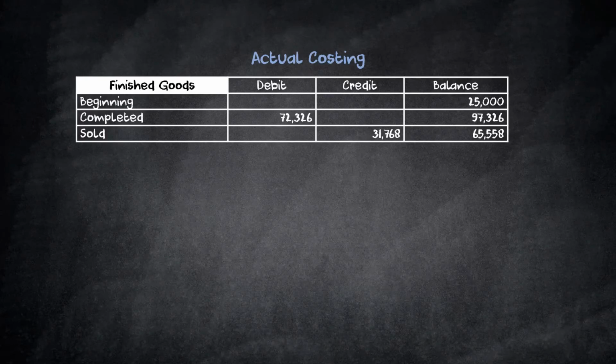Okay, so finished goods ledger naman tayo. Unahin ulit natin si actual costing. So, ayan, syempre hindi pwedeng mawala si beginning balance. Then, etong completed, kitang-kita natin yung amount. Ito yung pinagsamang amount ni Job 401 and Job 402. Tapos yung nabenta lang, yung tinanggal natin kay finished goods, yung cost lang ni Job 401. Para ang matira lang kay finished goods is yung cost lang ni Job 402. Syempre, kasama na rin yung ating beginning balance, which would give us an ending balance of 65,558.